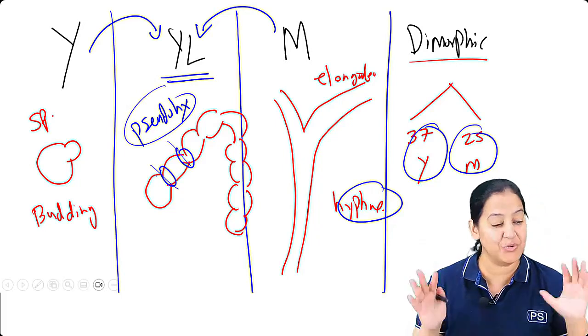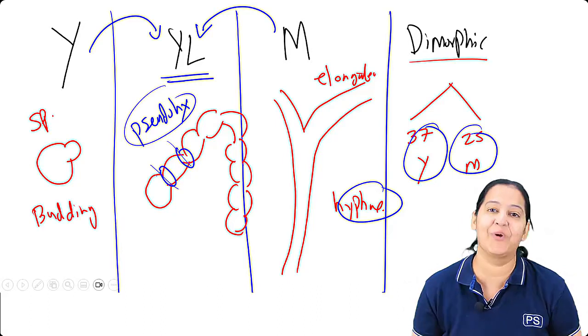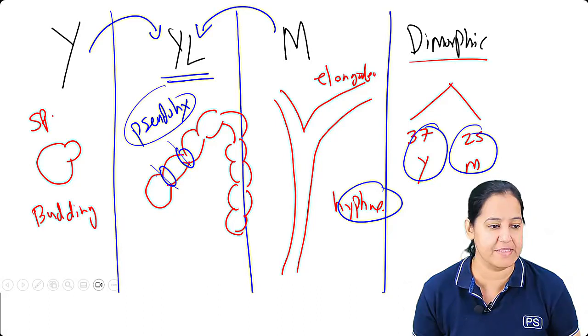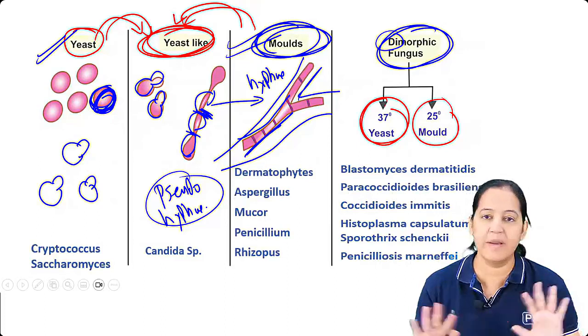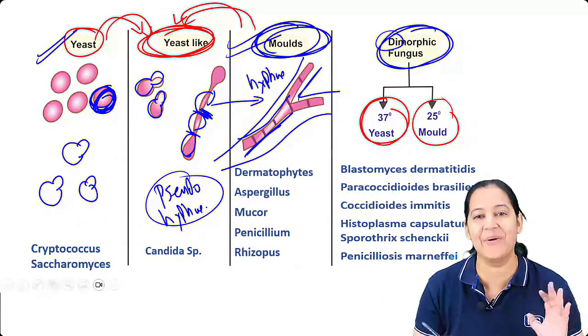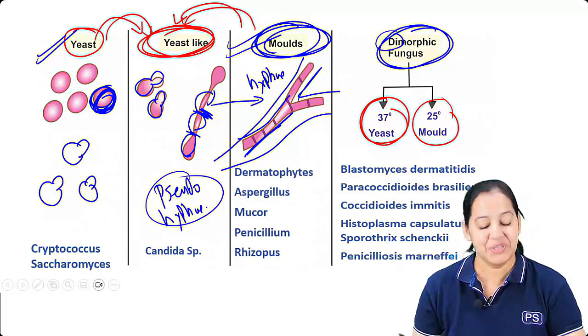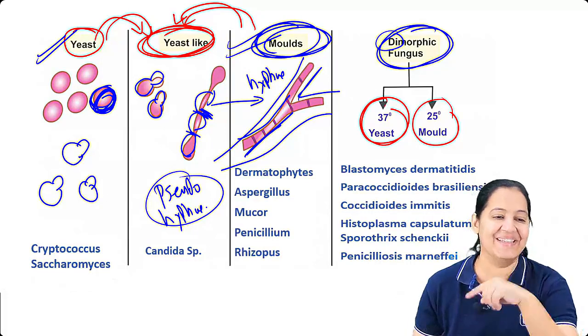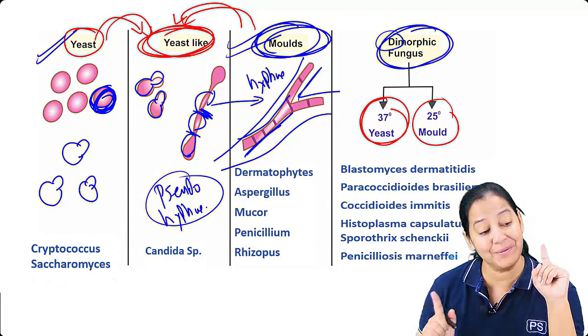So basically, you should understand the fungus. Make friends with it first of all. Then I will teach you fungus by fungus. This is the classification. Nobody is going to ask you the classification. They are going to ask you the example in each category. So you have to learn the example in each category. That is important.